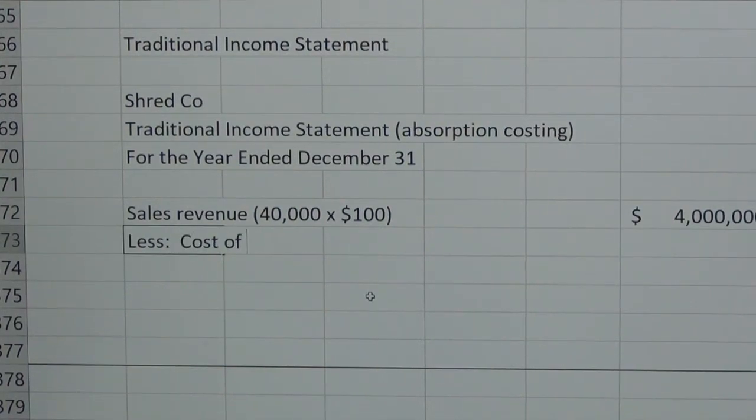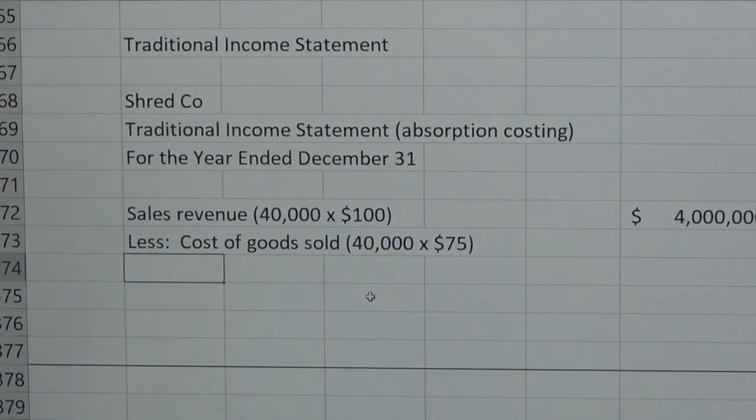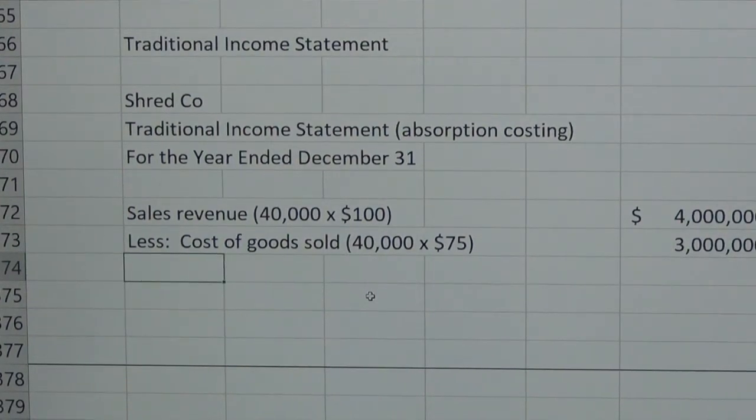Less cost of goods sold, which will be 40,000 times $75. Remember, the $75 is the cost of a unit, the full absorption cost. That includes variable and fixed costs, including the MOH. Remember the 75? That's what we came up with. So that turns out to be $3 million. And so our gross profit is simply going to be the 4 million minus the 3 million. So our gross profit is going to be $1 million, right?